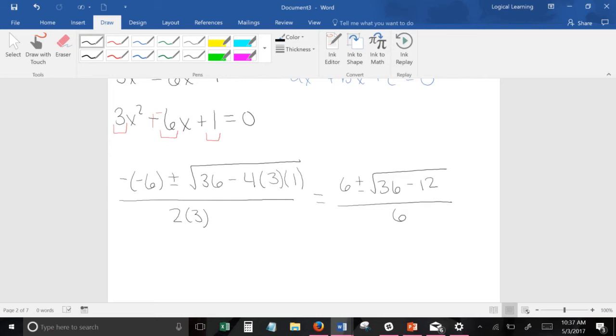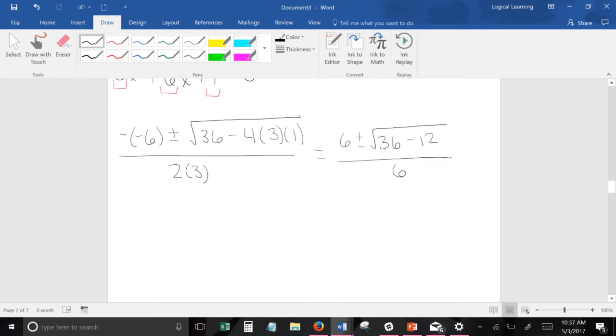Now again, remember, it's tempting to just cancel these terms out, but we can't do that. We have to remember that the 6 divides both the 6 and the square root of 36 minus 12. So we get 6 plus or minus the square root of 36 minus 12, which is going to give us 24, all over 6.